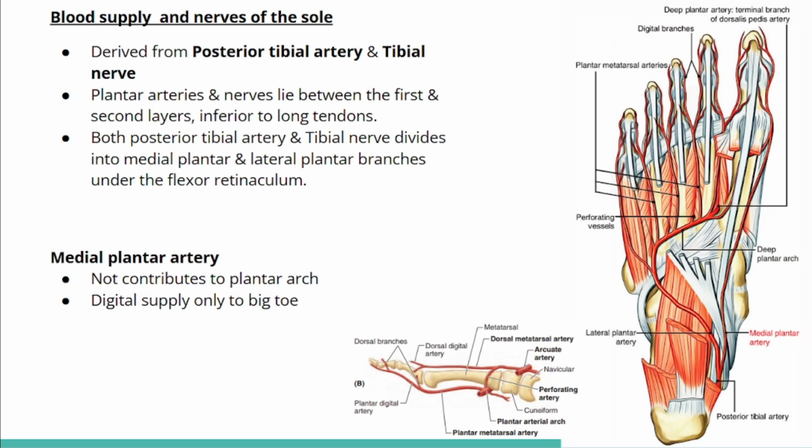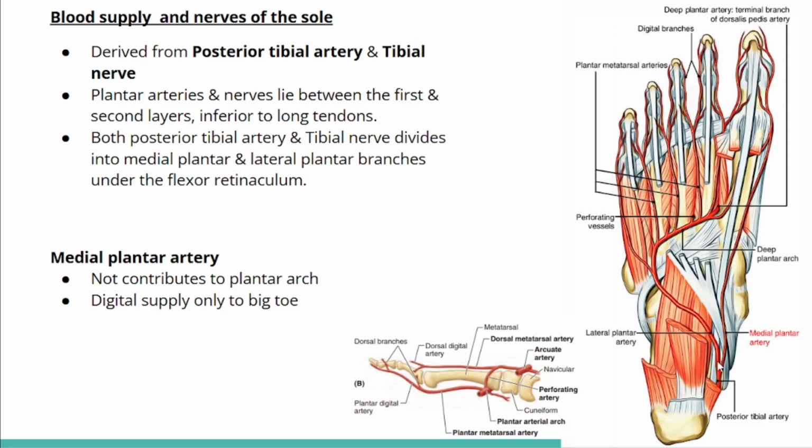Then we'll discuss the blood supply and nerve supply. Blood supply is derived from the posterior tibial artery and the nerve supply is derived from the tibial nerve. Now these nerves and vessels lie between the first and second layer, inferior to the long tendons. Both posterior tibial artery and the tibial nerve divide into medial plantar and lateral plantar branches under the flexor retinaculum. So we can say posterior tibial artery branches into lateral plantar artery and the medial plantar artery, and the tibial nerve gives rise to medial plantar nerve and the lateral plantar nerve.